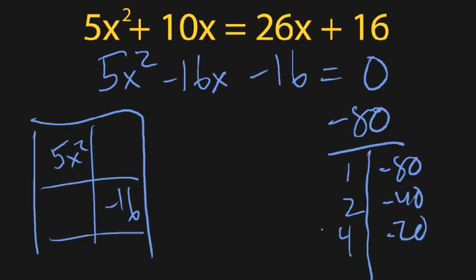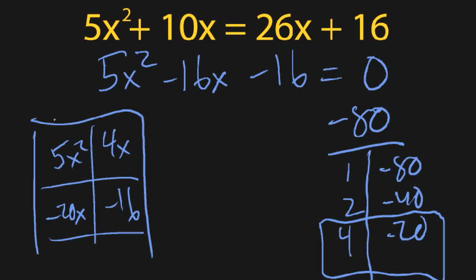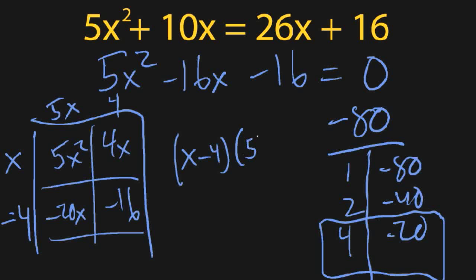Again, I'm going to skip adding these up because 4 and negative 20 are the factors we want. 4x is in there, negative 20x is in there. Let's look for common factors. Here's a 5x, that's an x. This is a 4, and this is a negative 4, so our final factors are x minus 4 and 5x plus 4. So that's factoring quadratic equations.